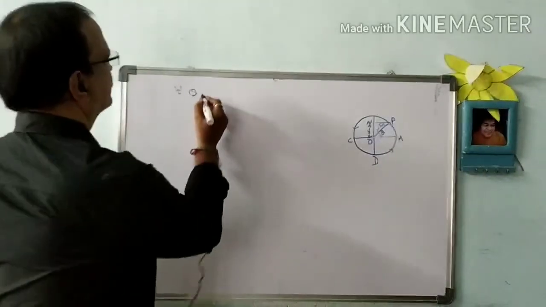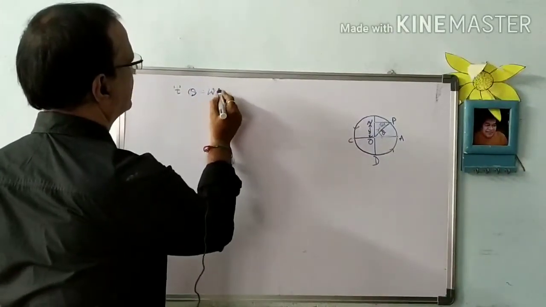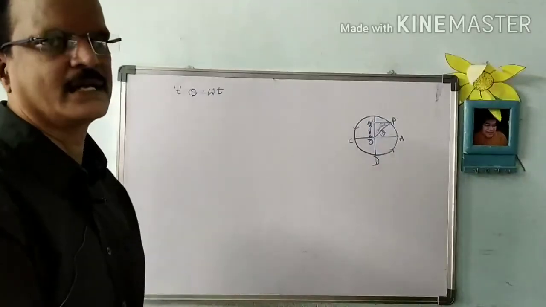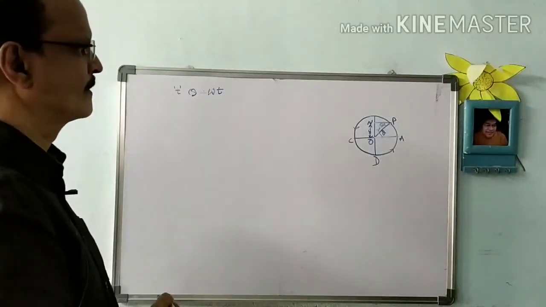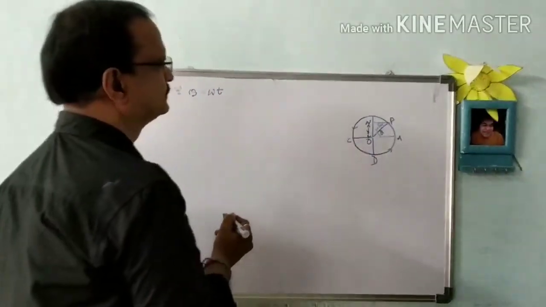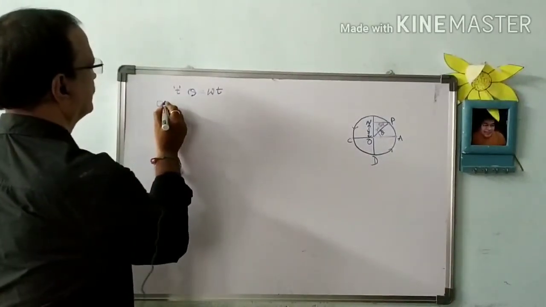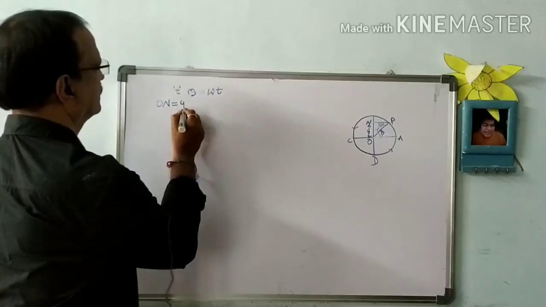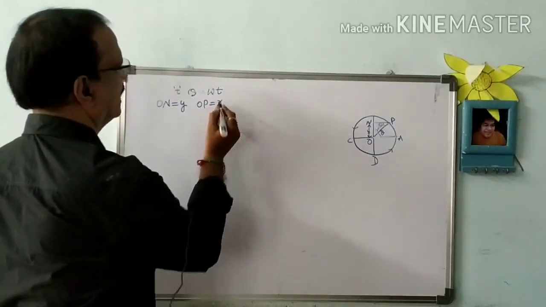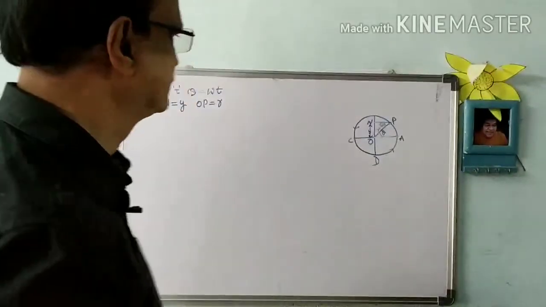Now we can write theta. We know that theta is equal to omega t, where omega is the angular velocity and t is the time. Let ON be equal to y and OP be equal to R. Or in some books you can take it as A also.